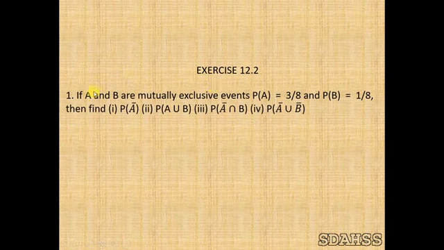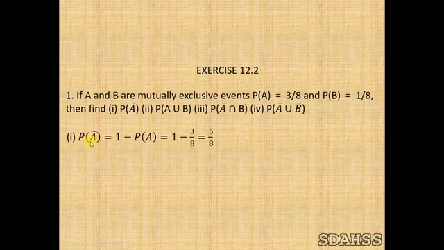Exercise 12.2. First sum. If A and B are mutually exclusive events, P of A is equal to 3 by 8 and P of B is equal to 1 by 8, then find P of A bar, P of A union B, P of A bar intersection B, and P of A bar union B bar.